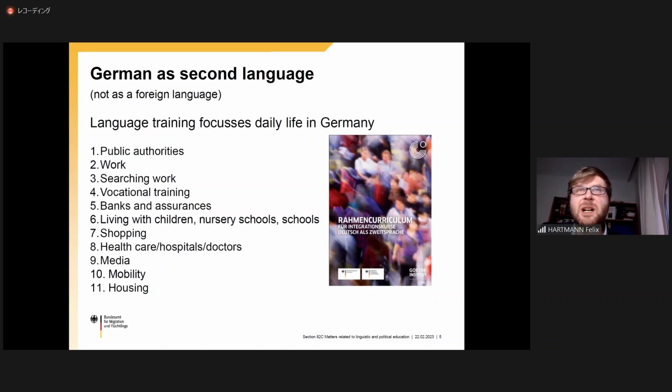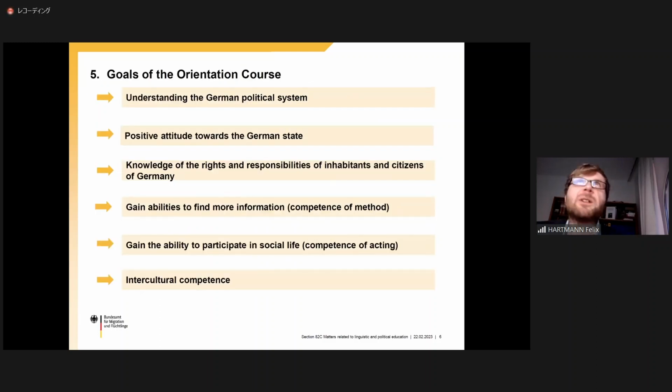For example, also housing, what we have seen in Korea, garbage management, I would expect also to be in this topic. So I come now to the orientation course, which comes after the language course. Here I have a list of main goals for the orientation course, which are split a little bit into knowledge, attitude, and competences. First, I have here understanding the German political system.